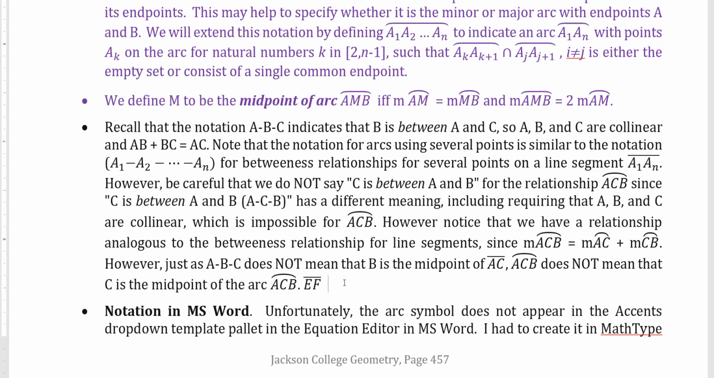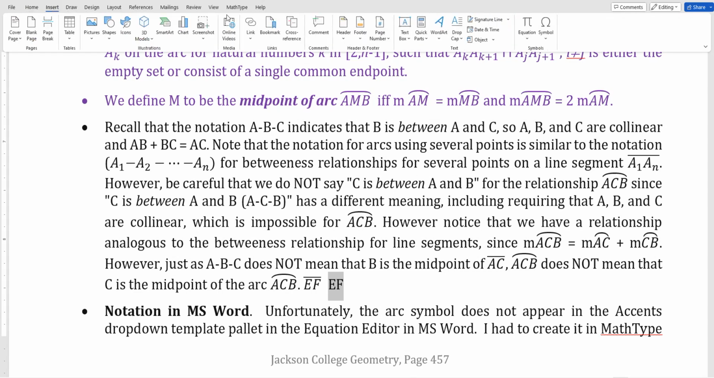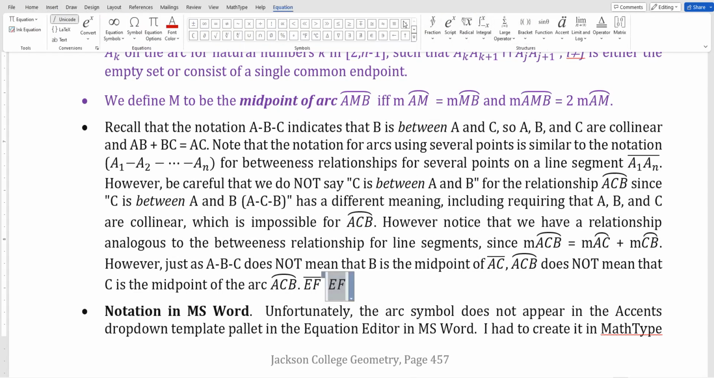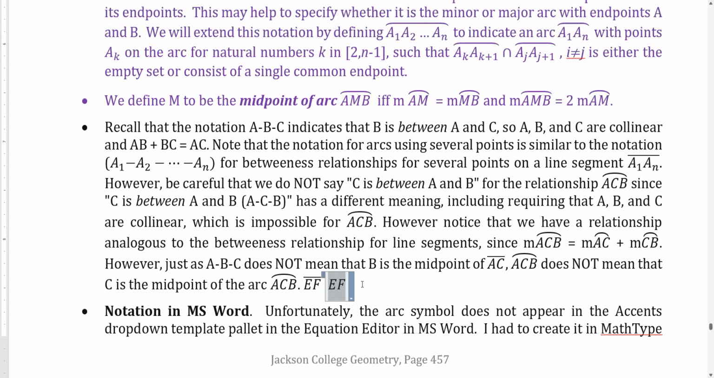Okay. Well, what if we want to make arc EF? We should be able to do the same thing, right? Let's try that. Go to insert an equation. Go to here, and then here's the problem. None of these, that one's close, but it's not the same. None of these are the proper arc symbol that we want. That is unfortunate.